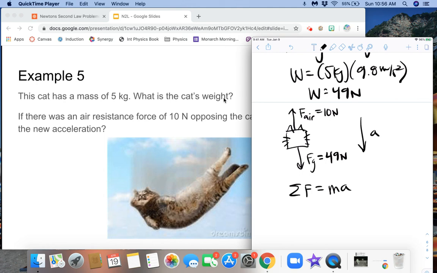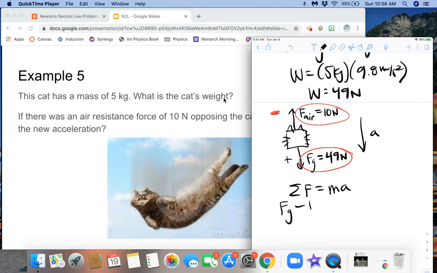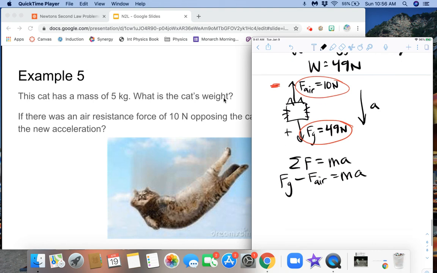So net force in this case, I'm going to say down is positive, meaning this force of gravity is going to be the positive force, and then the air resistance is going to be the negative force. You can make any direction positive in these problems. It really doesn't matter as long as you keep your signs consistent, okay? So net force is going to be made up of a positive force of gravity minus the force of air resistance, because that is the negative force, okay? So we get force of gravity minus the force of air resistance equals mass of the cat times acceleration of the cat.